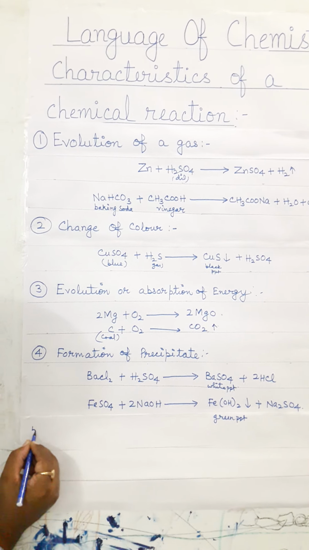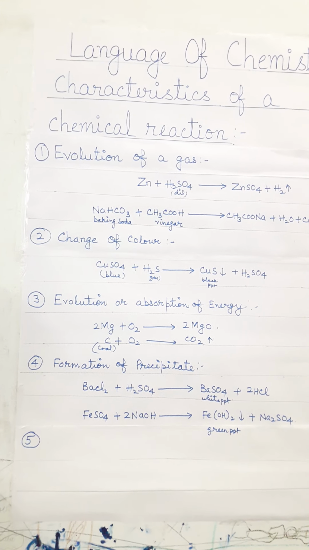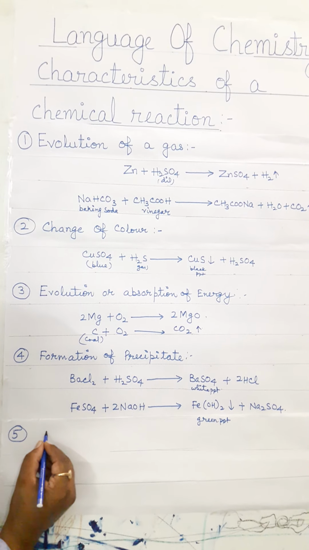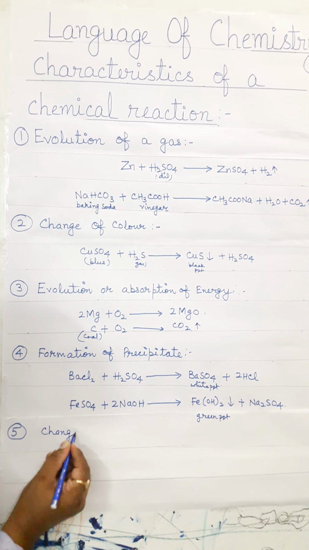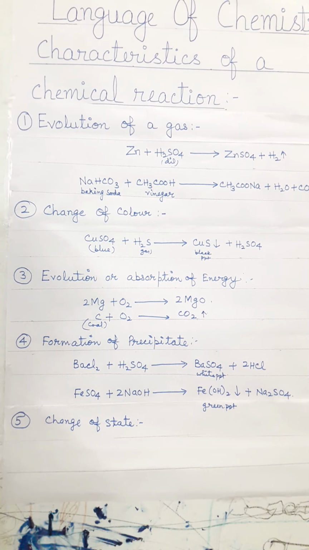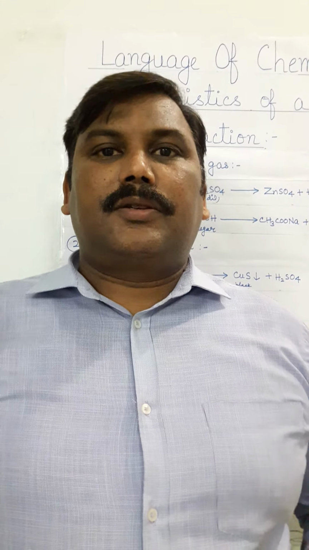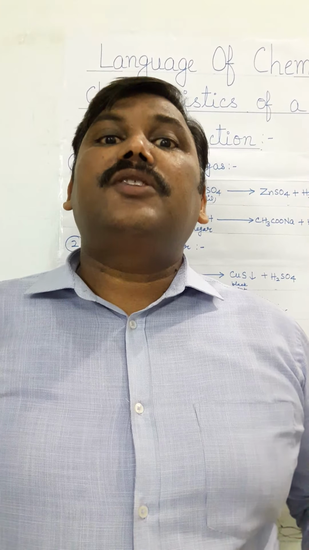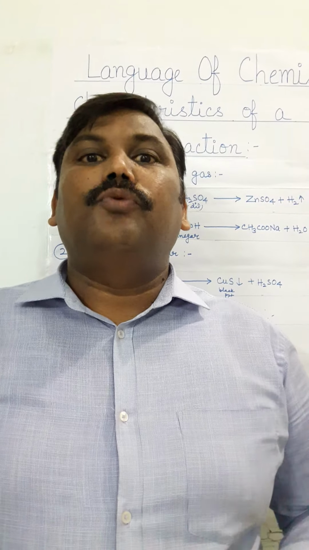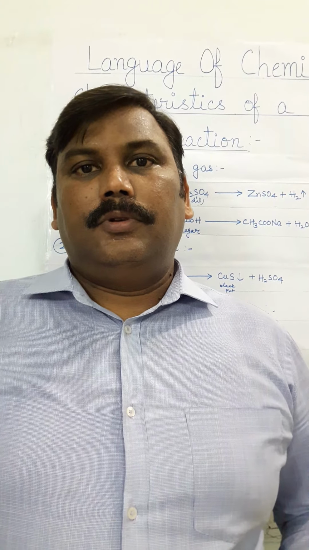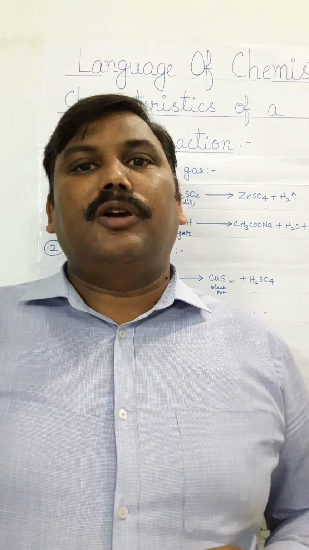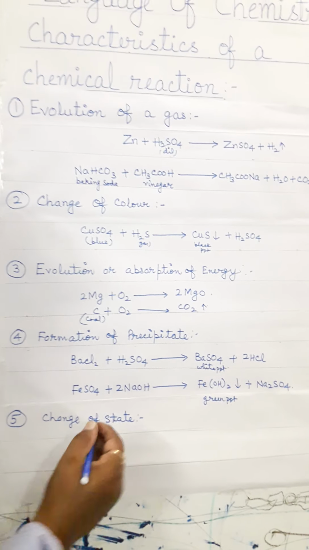Now the fifth characteristic of a chemical reaction is change of state. When two compounds are mixed and their physical state changes, this shows that the two chemical compounds have chemically reacted to form a new compound. So change of a physical state is also a characteristic of a chemical reaction. Let us see this with the help of an example.